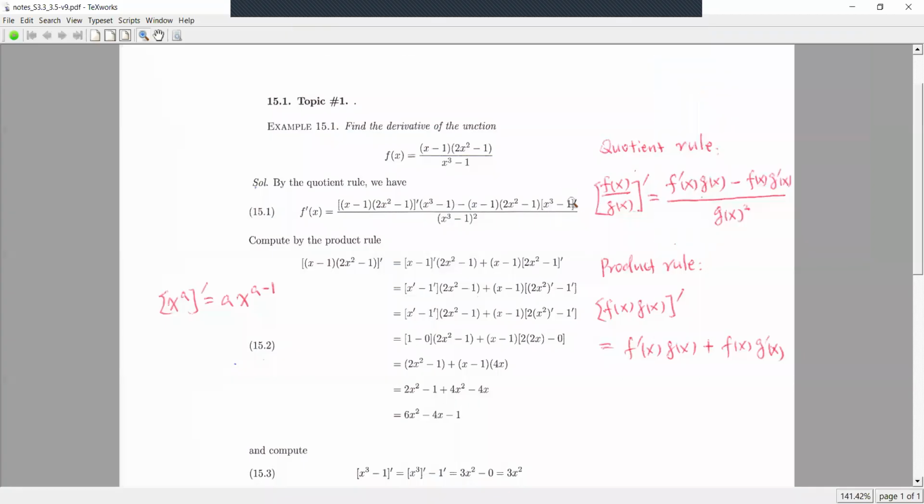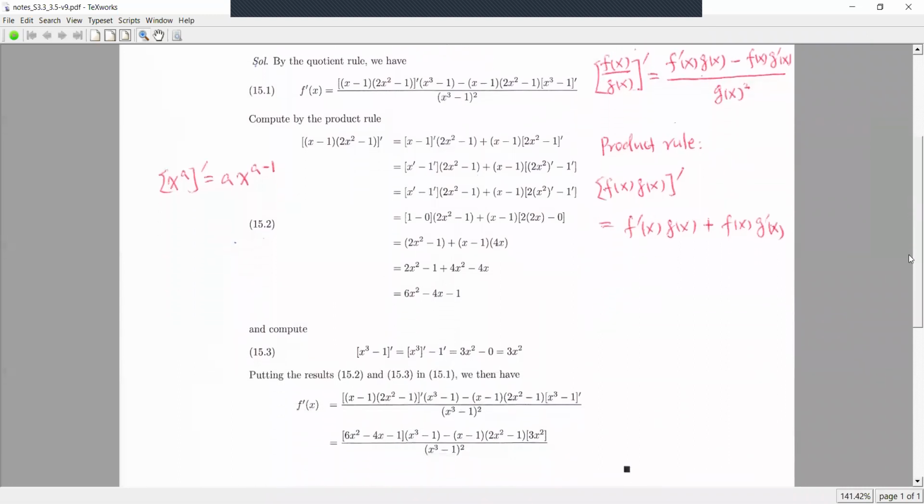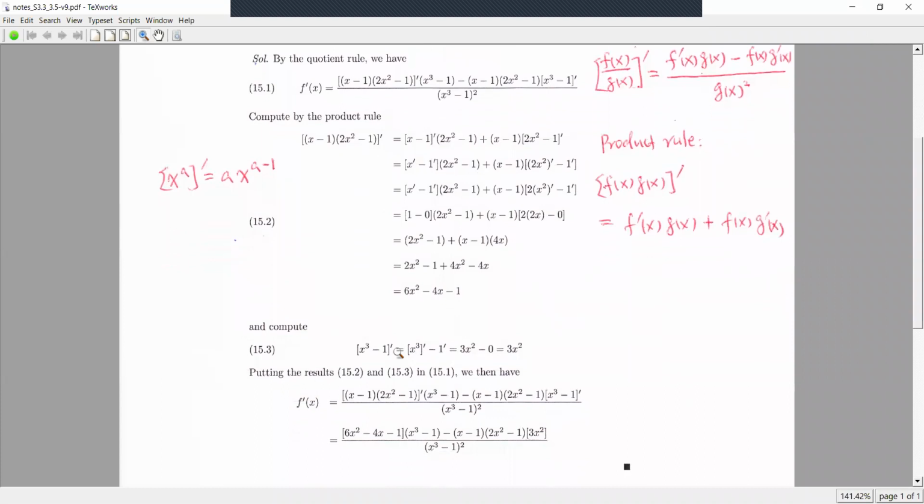For this derivative, by the difference rule, the derivative is the derivative of x to the third minus the derivative of 1. The derivative of x to the third is 3 times x squared by the formula here. Derivative of 1 is 0. Therefore, this derivative is 3x squared.